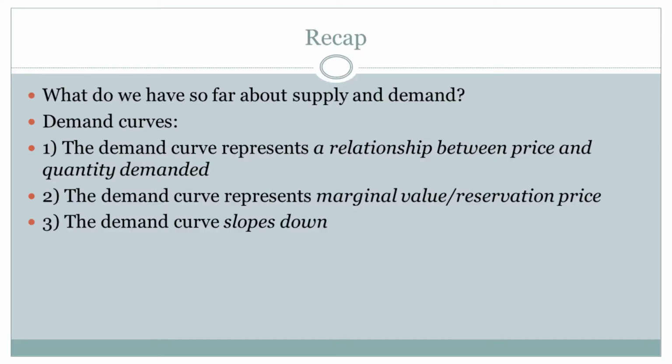So what do we find out? First, we talked about the demand curve. We said that the demand curve represents a relationship between price and quantity demanded. What that means is that I can tell you a price and say, okay, at this price, how many units do people actually want to buy? We also know that the demand curve is going to tell us about the marginal value that people place on the good, which is also their reservation price. It's the most that they're willing to pay for that good. It's written right in there on our demand curve. And lastly, the demand curve slopes down.